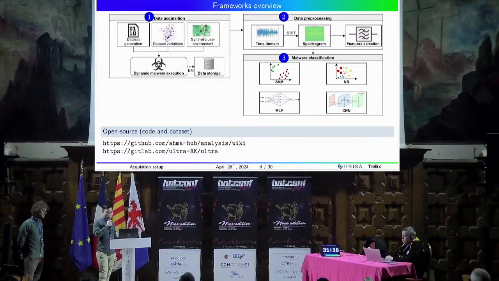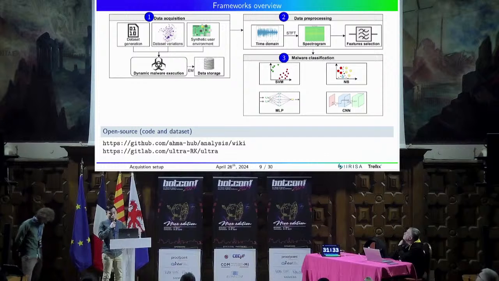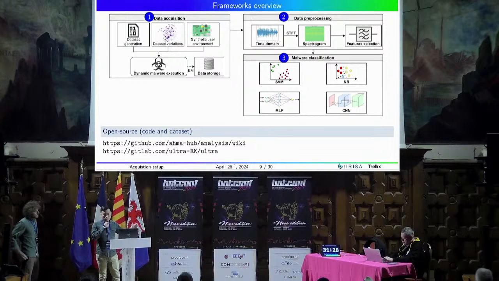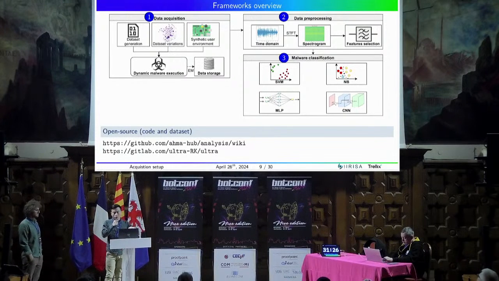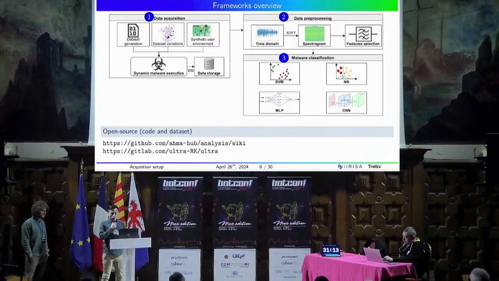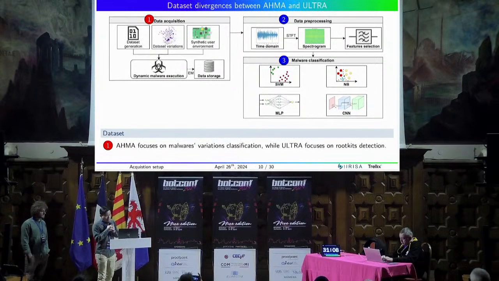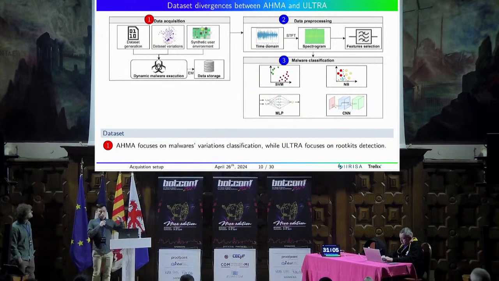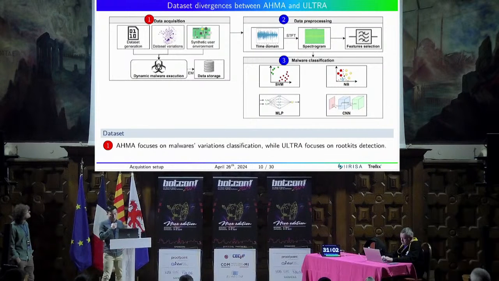For data pre-processing, the data from the side channel, or the EM, is mostly raw traces in the time domain. We need to convert them with a short-time Fourier transform into a spectrogram. We select the features and then feed them into the models, with both machine learning and deep learning. All of the code and the dataset of our work has been open sourced, so feel free to have a look.